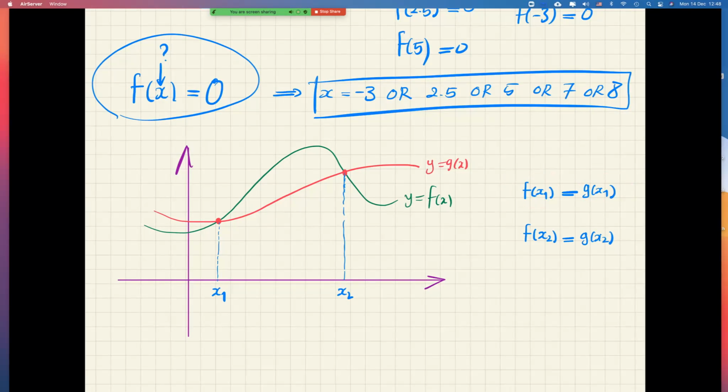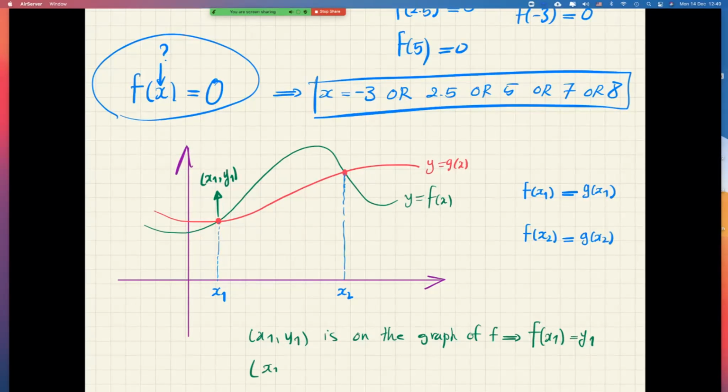Why is that the case? Because at this point, let me call it x1, and another point, let me call it y1. You see that this point, x1 and y1, lies on the graph of f of x. So this implies that f acting on x1 gives you y1. But on the other hand, x1 and y1 is on the graph of g.